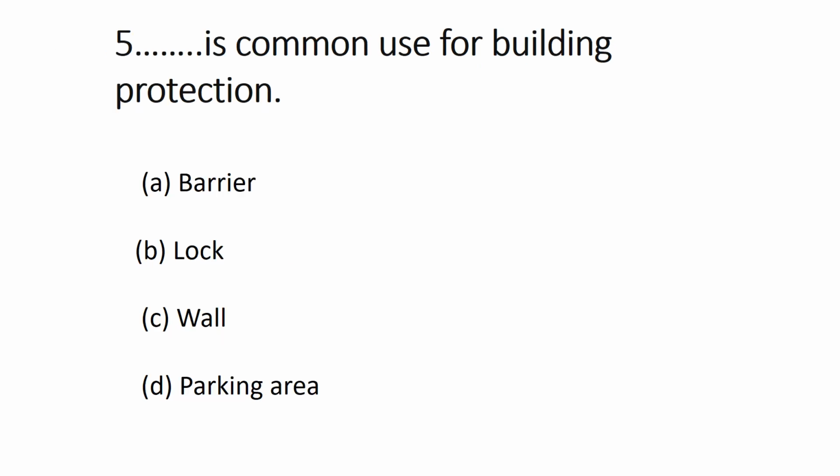Question number 5: what is a common use for building protection? Barrier, lock, wall, and parking area. The correct answer is wall. A wall is a common use for building protection. Okay, people make a wall around the building for protection. So it is a common use of building protection.